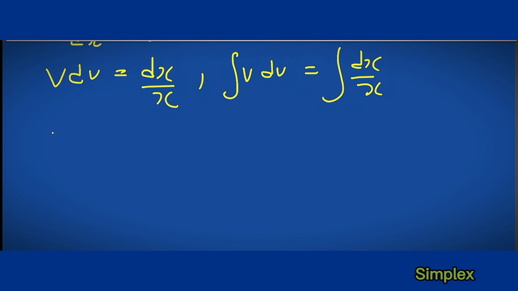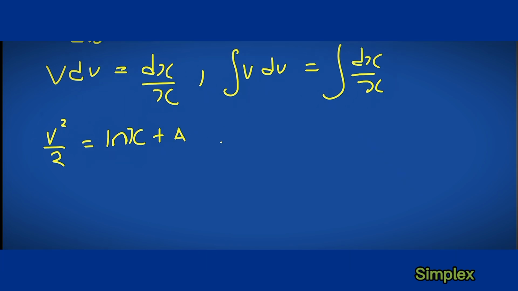Integrating v with respect to dv, we have v squared over 2 is equal to ln x plus a. So v squared is equal to 2 ln x plus 2a.